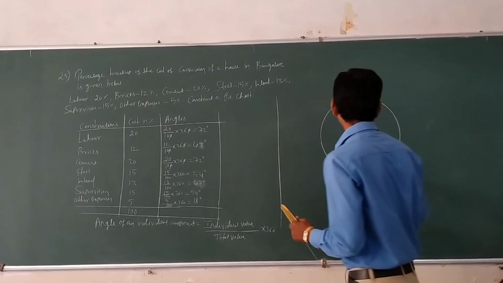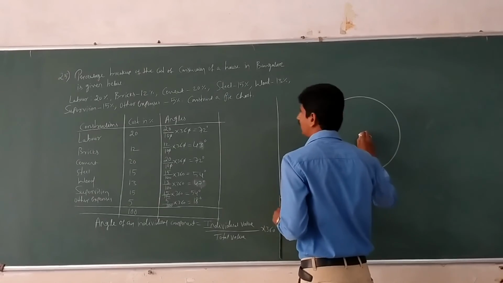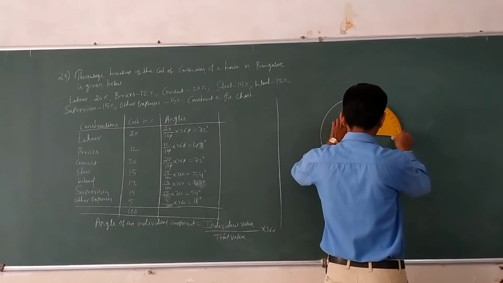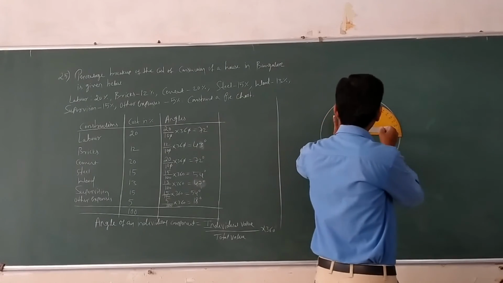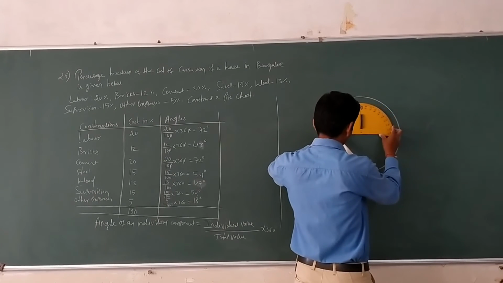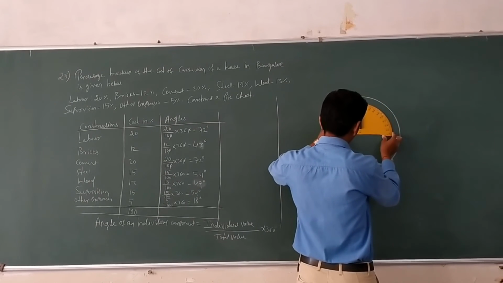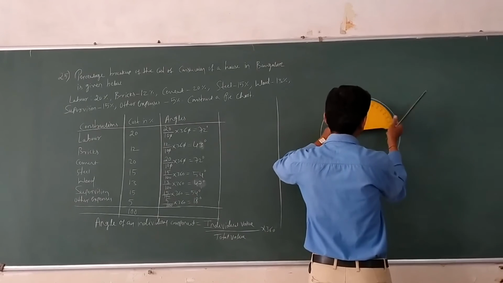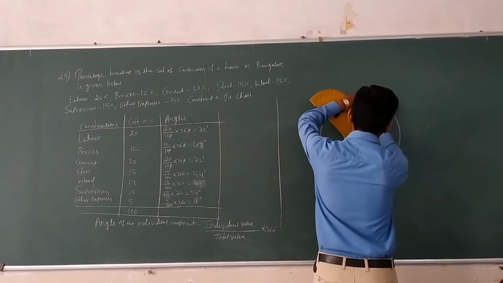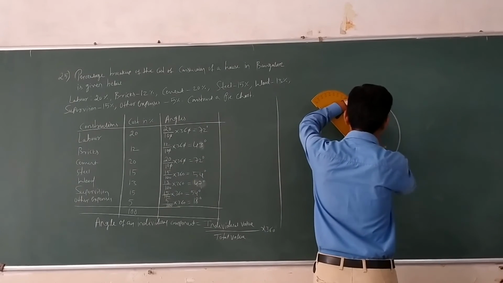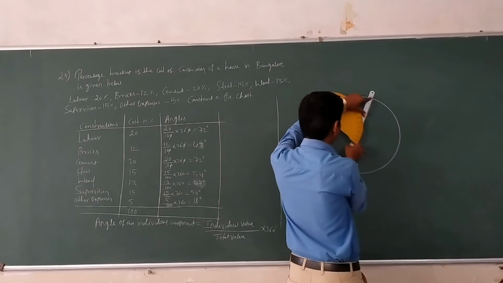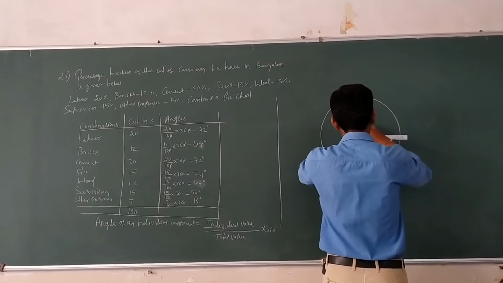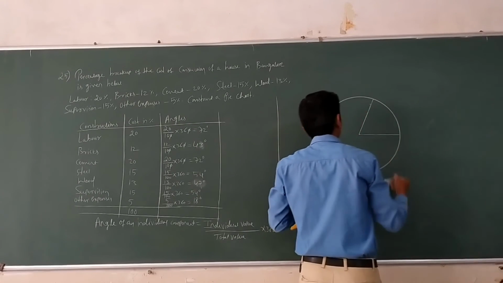Here, the first one you have to take. First one, that is labor, is 72 degree. Check with the protractor, 72 degree, the side comes here.